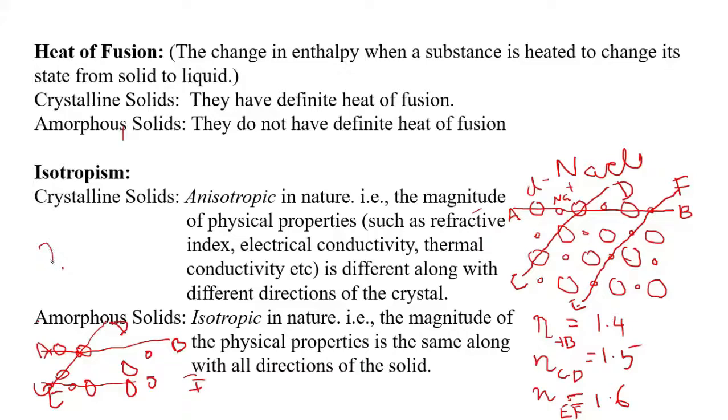Value like refractive index along AB, refractive index along CD, refractive index along EF. A value kibang amorphous, a value kibang bokahi. So isotropy bangale, it's a phenomenon where a physical property is the same along different directions. Direction tuam physical property value ka kibang vek. Okay?